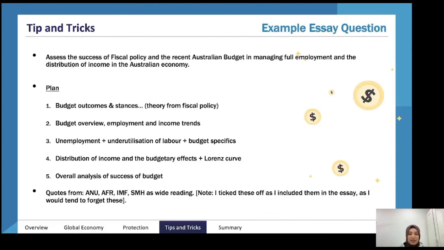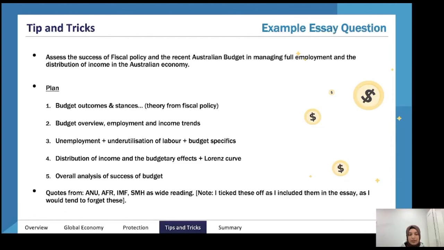Trends are really important and really good to include because they will show the marker your extensive knowledge and understanding of the different economic theories, but also how we apply that to real life. What have we seen occur? In terms of unemployment, we can look at the underutilization of labor as well as budget specifics. That will allow you to answer more towards the managing of full employment. And in relation to distribution of income, we're looking more at the budgetary effects and the Lorenz curve, etc. So you can even draw out the Lorenz curve. And with unemployment, you can even draw out the Phillips curve a little bit if you feel like you can link it as well.